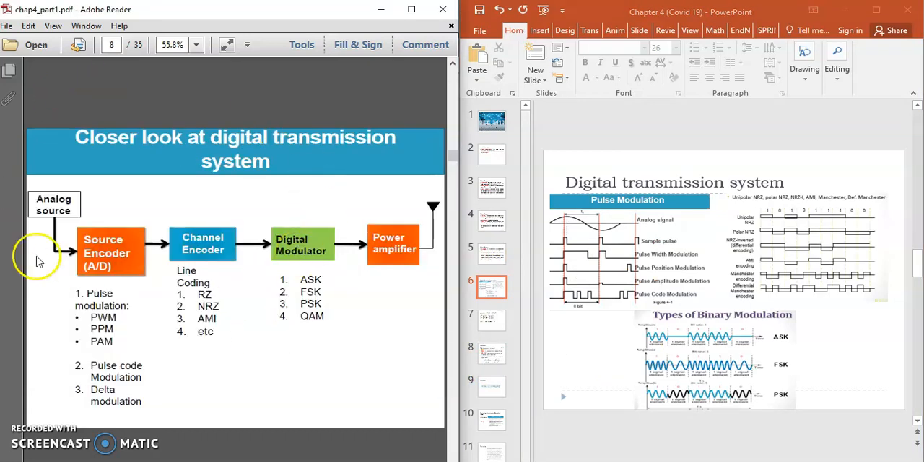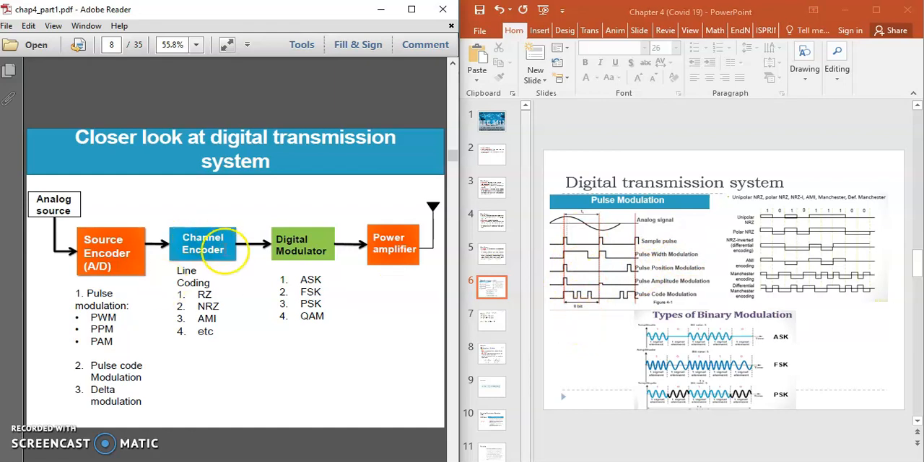Okay, this one is a summary. You see on the receiver part. This is the analog source. Okay, source encoder. You will deal with PWM, PPM, PAM, pulse code modulation, and delta modulation. How does the signal look like? You can see here. Okay, the analog signal, we change to digital. We have pulse width modulation. Okay, the signal looks like this. I will explain this on the next slide.